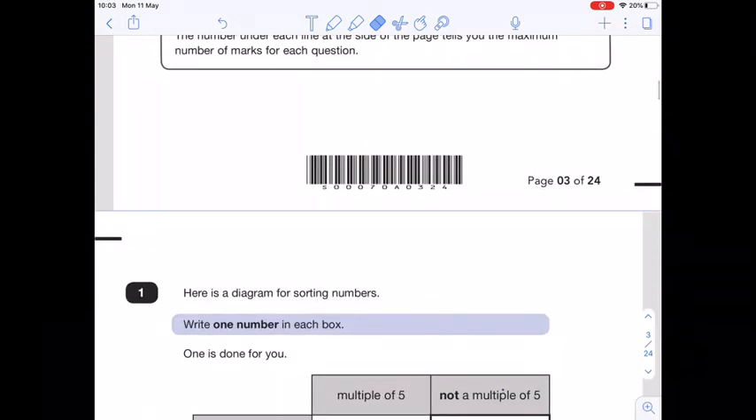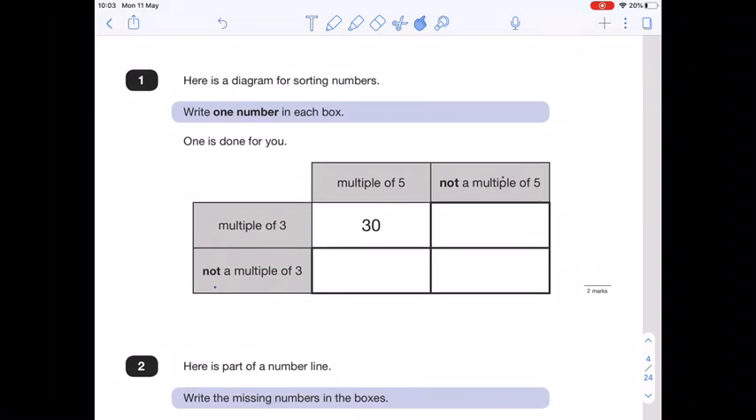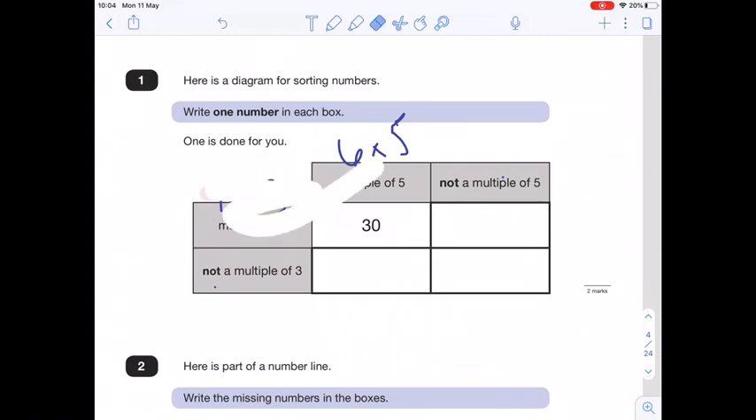So let's look at the first question. It says, here is a diagram for sorting numbers. Write one number in each box. I might write more just as an example, but you should write one in each box. And let's see how the box works. So in this box here, you should have a multiple of 5 and a multiple of 3. So 30 is 10 times 3 and is 6 times 5. So it's a multiple of both 5 and 3. Okay, so if you've not had a go at this one yet, do that now.